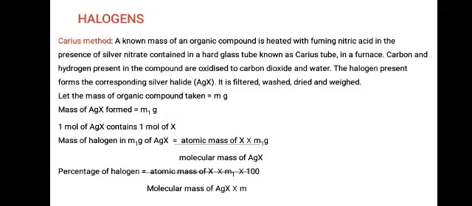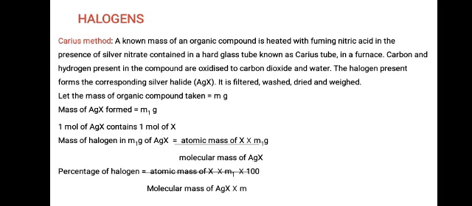fuming nitric acid. Okay, so exactly what happens here: carbon and hydrogen which are present in this compound are oxidized to carbon dioxide and water, and the halogen which is present forms the silver halide, because silver nitrate has been taken. So silver halide will be formed: AgCl in case of chlorine, AgBr and AgI respectively in the case of bromine and iodine.